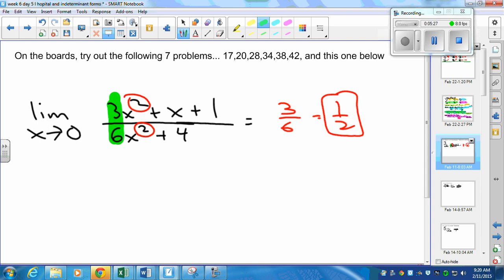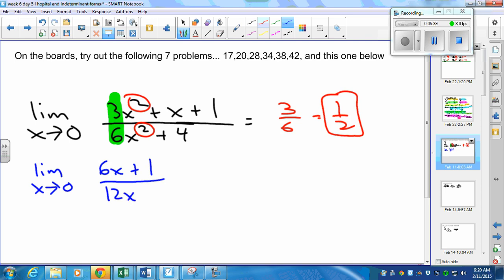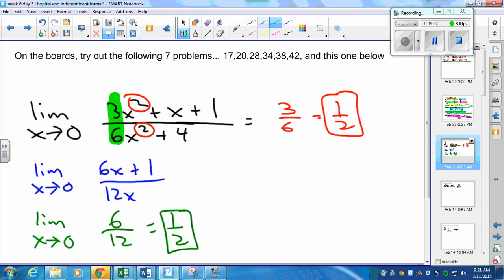If you did it with L'Hopital, you guys might have done this. Okay, let me take the derivatives. Derivative on top is 6x plus 1 over, let's see, 12x. That's it. Okay, so then I'm going to do it one more time to get rid of the x's here. So I'm going to get limit as x goes to 0 of 6/12, which is that 1/2. So you guys get it there. And again, you go, woo, 1/2.